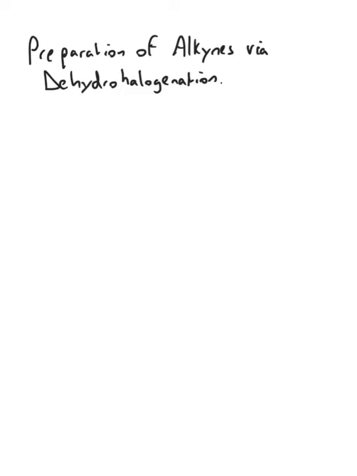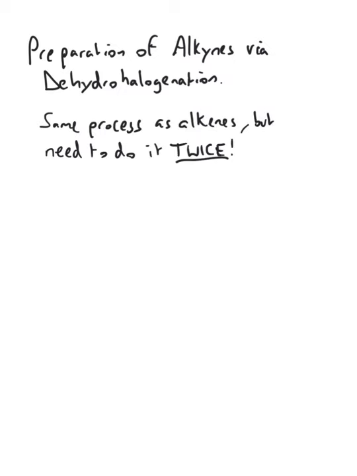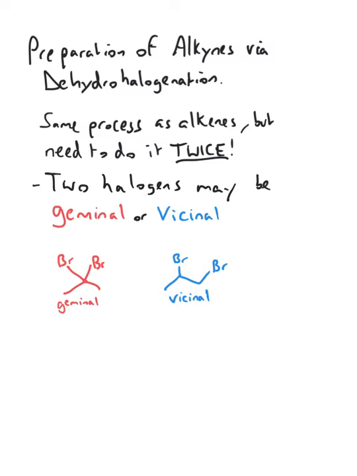We can take advantage of dehydrohalogenation to even prepare alkynes. It's just the same as with alkenes, but we happen to need to do it twice. So in other words, we need two leaving groups. We need two halogens, and these halogens may be either geminal or vicinal. Geminal is when they are both on the same carbon, and vicinal are when they are on neighboring carbons.